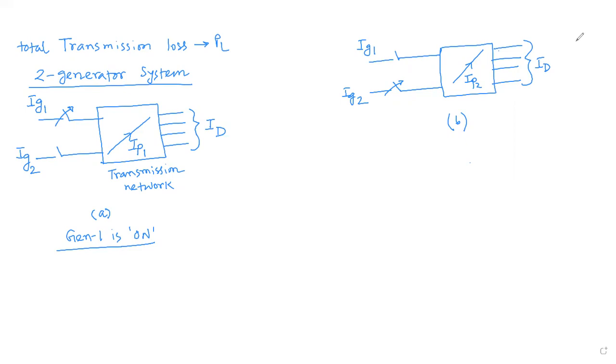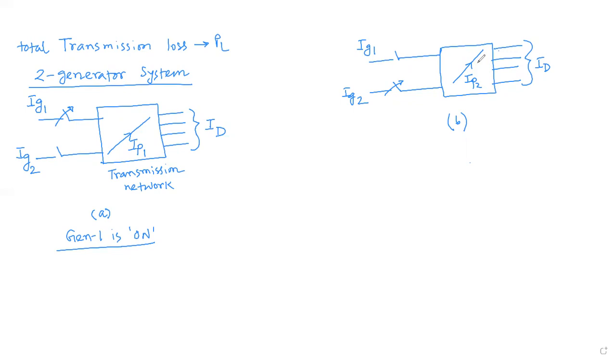So remember, the link that we are choosing is only one of the many links available within the transmission network. So there are maybe 1, 2, 3, up to n number of links or transmission lines, and P is only one of those.